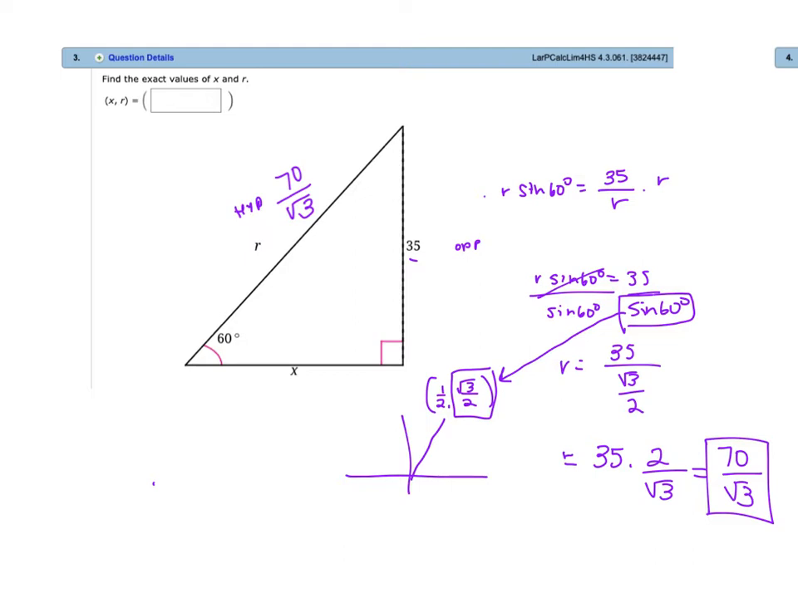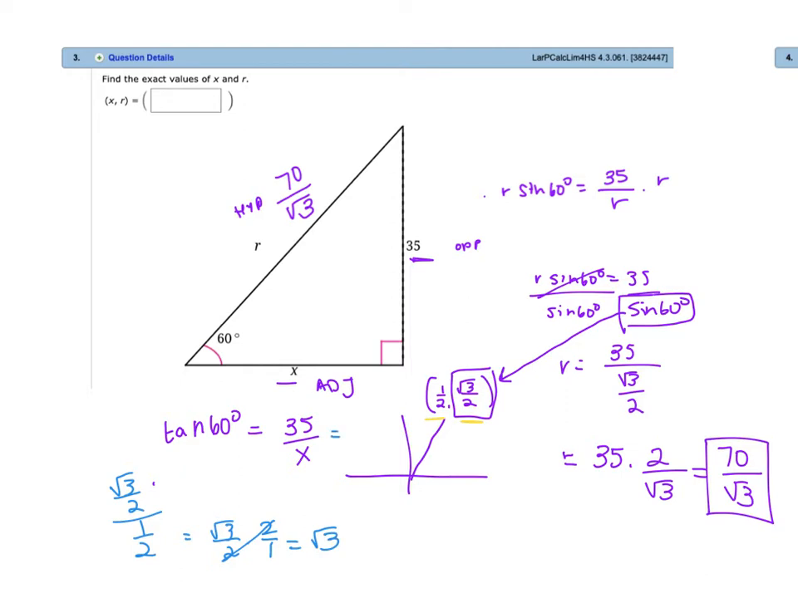Then to find x, we're going to use tangent of 60 degrees because we have opposite over adjacent. So tangent of 60 degrees is 35 over x. Tangent of 60 is going to be this y over x. So just to do the work a little bit, square root of 3 over 2 over 1/2. That's square root of 3 over 2 times 2 over 1, which is just square root of 3. So therefore, we find that tangent of 60 degrees is square root of 3 equals 35 over x, and x is 35 over square root of 3. Okay, so that's one way to do it.